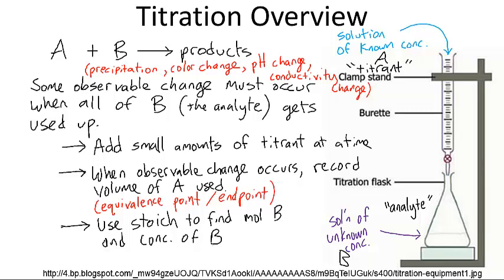So that's the general strategy behind any titration. You're adding one solution to another. Once this change occurs, you know that you've essentially added equivalent amounts of each reactant. So if you know the amount of the one you were adding, you know the amount of titrant, you then can figure out how much analyte was there. Question?